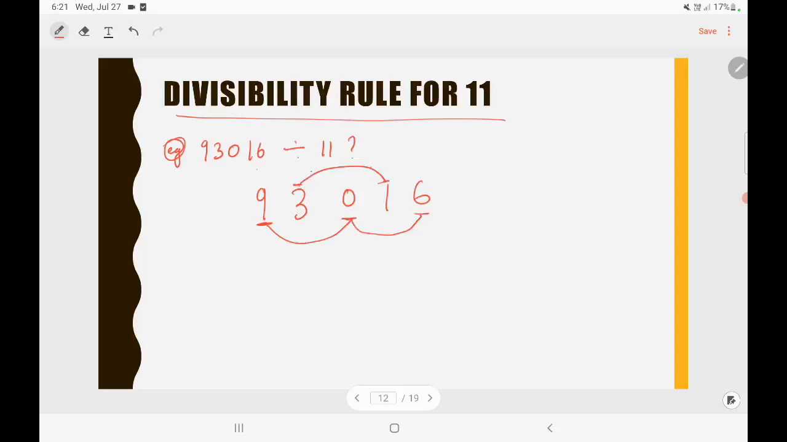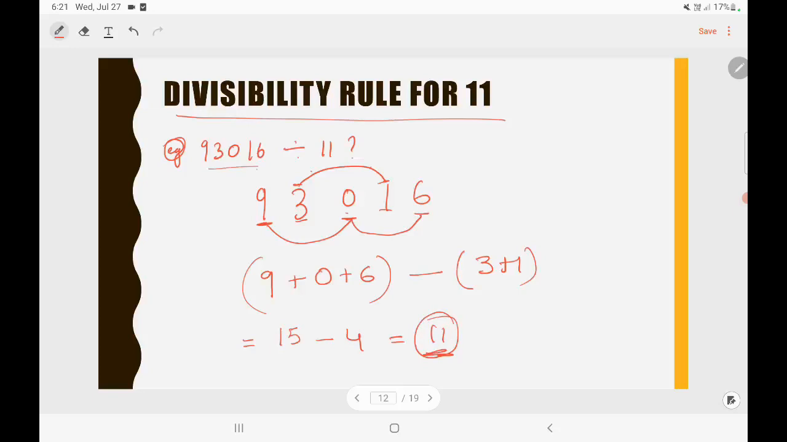Now what you need to do is take the sum of 9, then 0, then 6. That is 9 plus 0 plus 6. Then you need to subtract 3 plus 1 from it. So this is 15 minus 4, which is 11. You need to check whether this number is divisible by 11 or not. This 11 is divisible by 11, therefore 93016 is also divisible by 11.